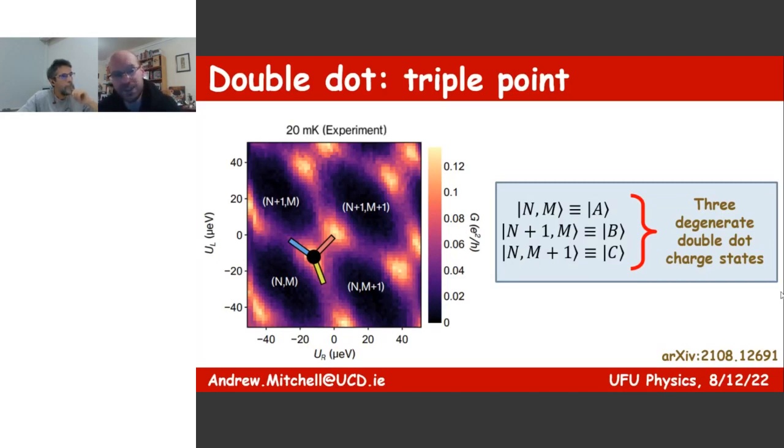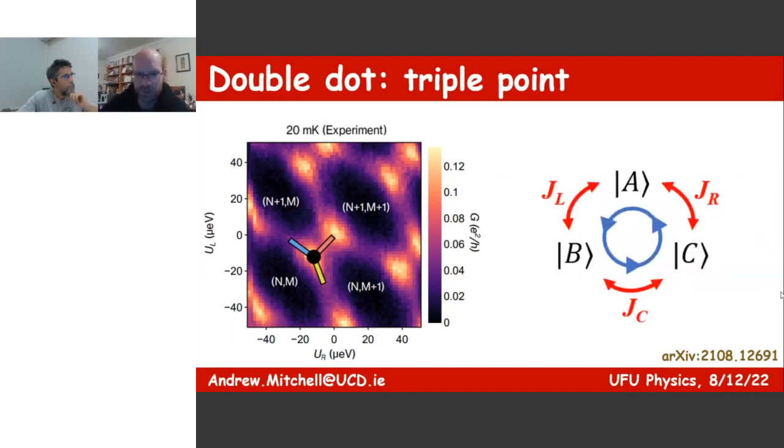So one of these bright spots is called a triple point in the diagram. It's where three of these charge configurations are degenerate. Now that would be in the isolated case of just the pair of dots, but what we're interested in, of course, is connecting these together and also connecting them to the leads. So instead of now having a Kondo impurity with just two charge states in the double dot, we have this ability to go to a triple point where we have three degenerate states. So what are the consequences of that?